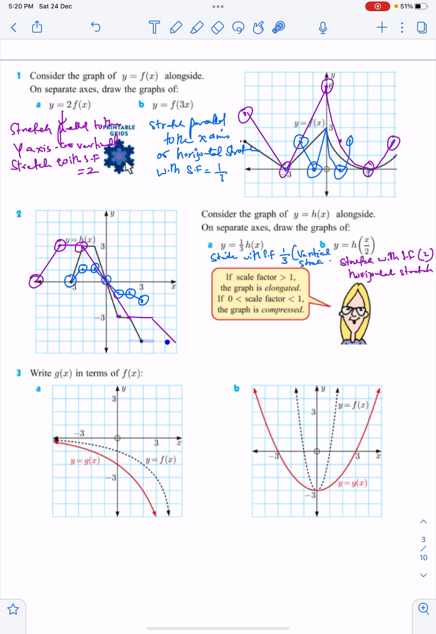3 units, so the gap is now 6 units. It was 1 unit, the gap is now 2 units, and this was 2 units, so the gap is now 4 units. This is the final graph. Okay, moving on to this one.